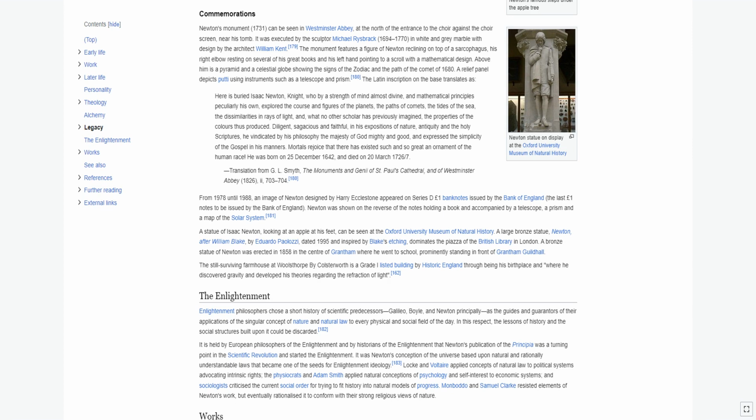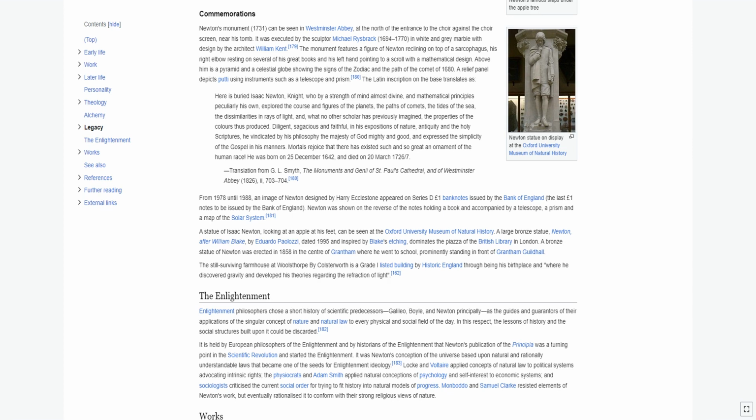The Latin inscription on the base translates as, "Here is buried Isaac Newton, knight, who by a strength of mind almost divine, and mathematical principles peculiarly his own, explored the course and figures of the planets, the paths of comets, the tides of the sea, the dissimilarities in rays of light, and, what no other scholar has previously imagined, the properties of the colors thus produced.